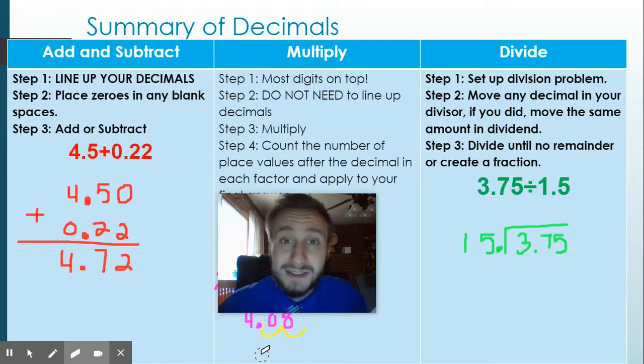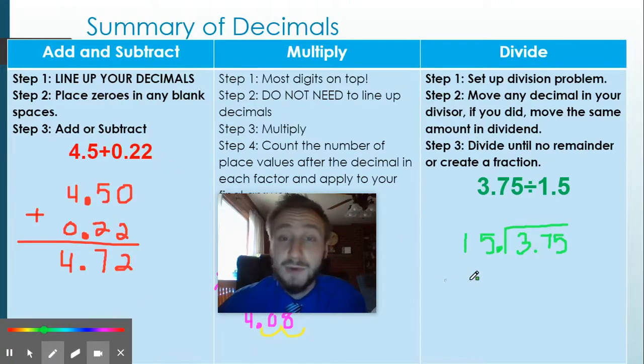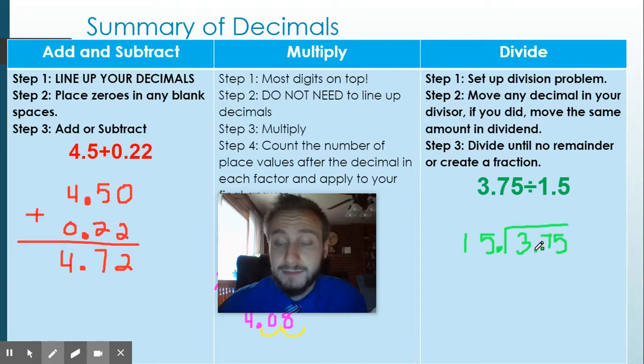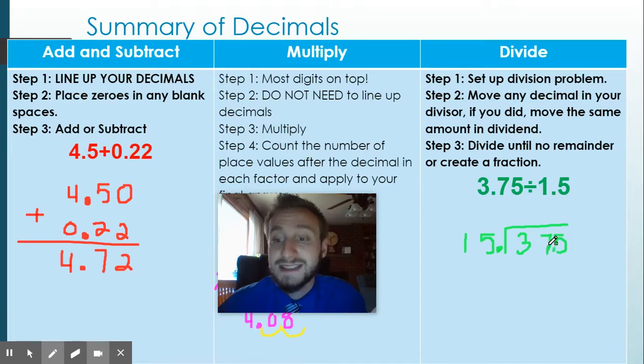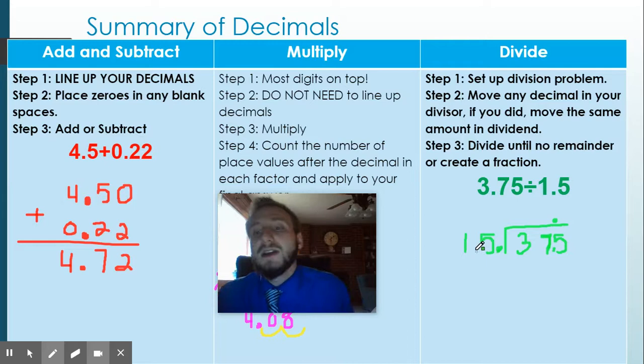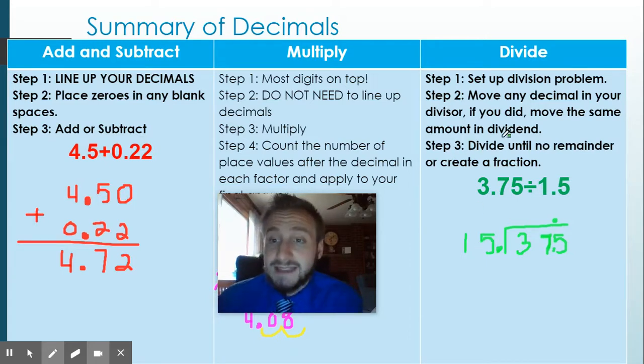I moved it once in my divisor, which means I need to move it the exact same amount in my dividend. So I need to move it once. So that means that this 3.75 becomes 37.5. Okay, you move it the exact same amount. Before I start dividing, I'm going to put my decimal right here so I remember that it goes there. All right, so now you need to divide. That's step 3. Divide until you have no remainder, or you can create a fraction.